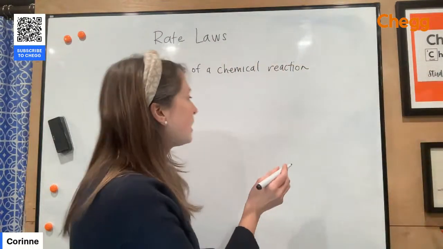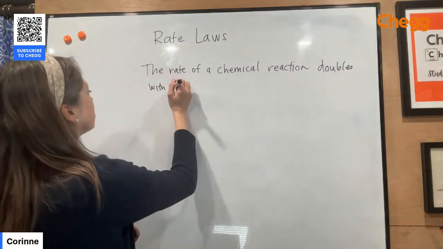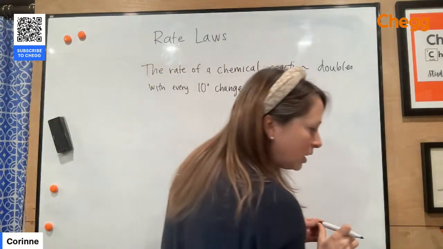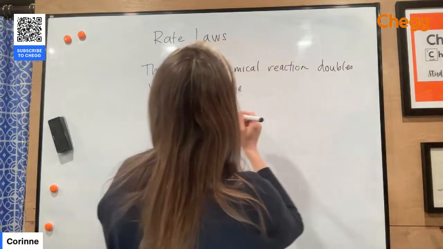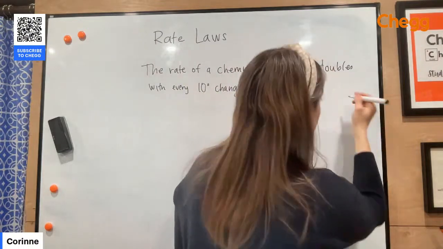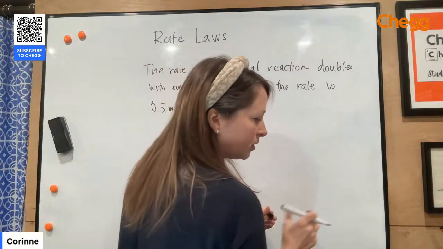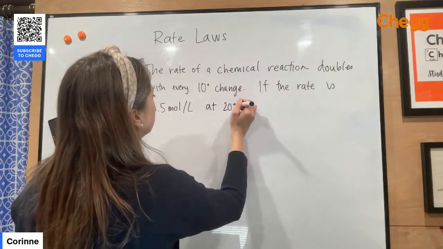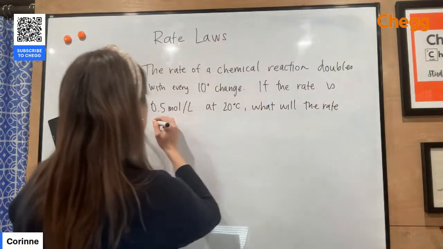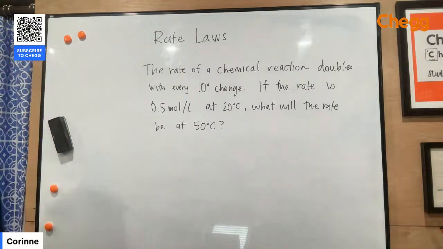If the rate of a chemical reaction doubles, if the rate is 0.5 moles per liter at 20. All right, we'll start simple with just a quick rate law question.